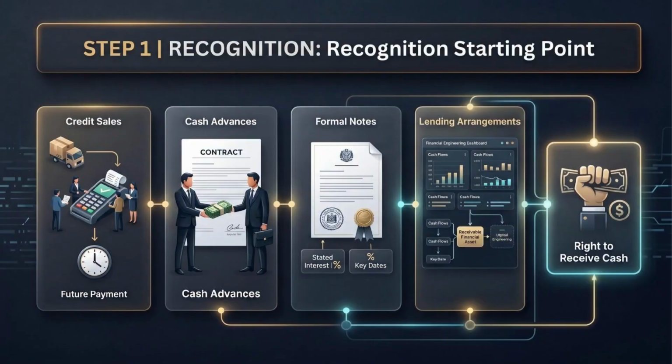Recognition starts with a real right to receive cash. The form can differ: credit sales, cash advances, formal notes, or lending arrangements, but the threshold is the same. The entity must have an enforceable and measurable right. A customer owing money after revenue is earned creates one kind of receivable. A borrower receiving cash today creates another. A signed note gives formal documentation. A lending arrangement gives structured repayment terms. The accounting does not begin with optimism. It begins when the claim exists and belongs on the balance sheet.